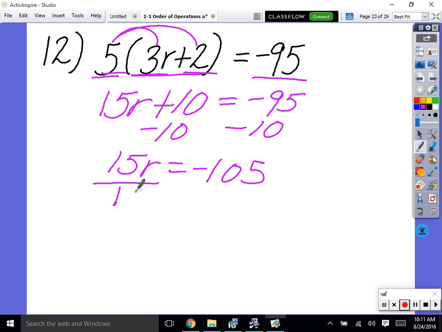And then we divide both sides by 15. Can somebody calculate that for me? Negative 7. Good, awesome. R equals negative 7.